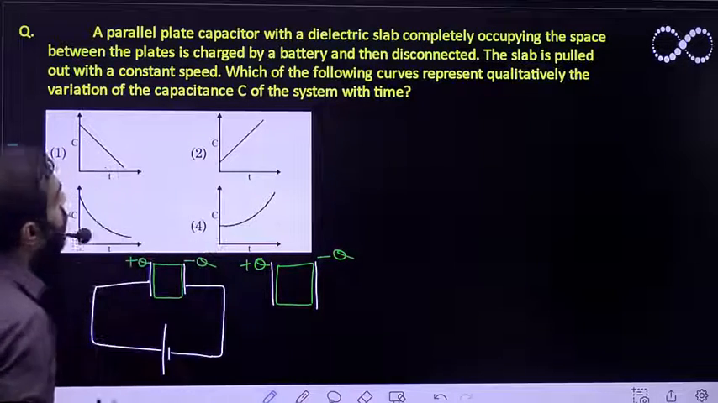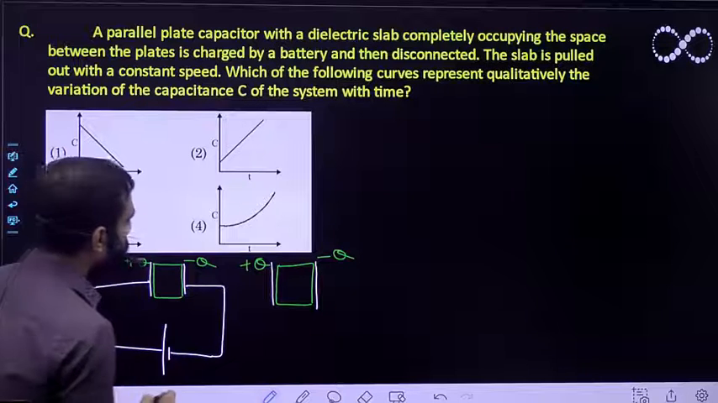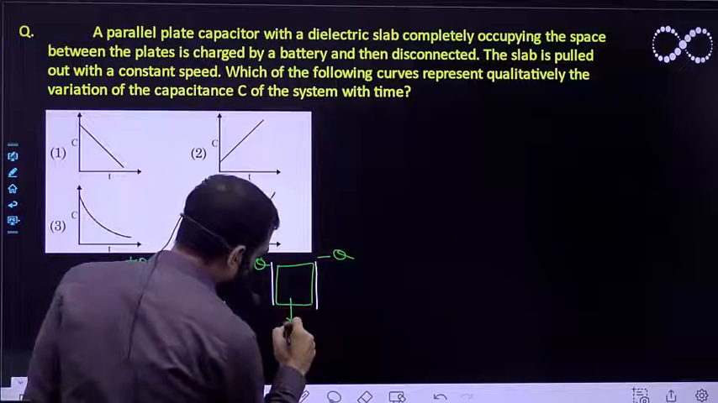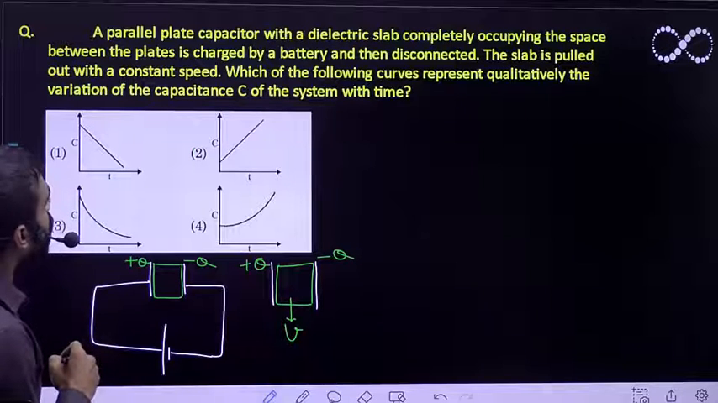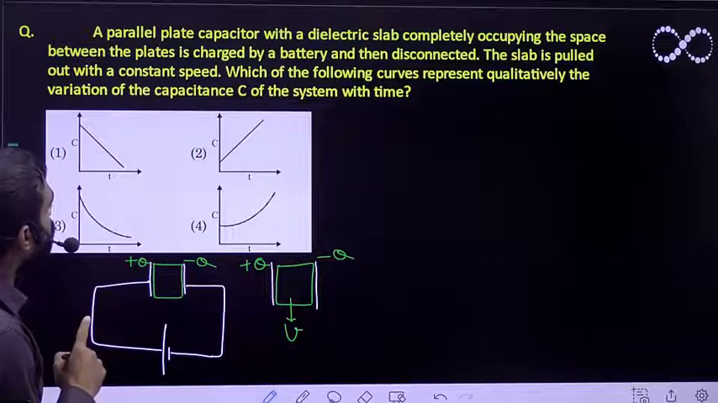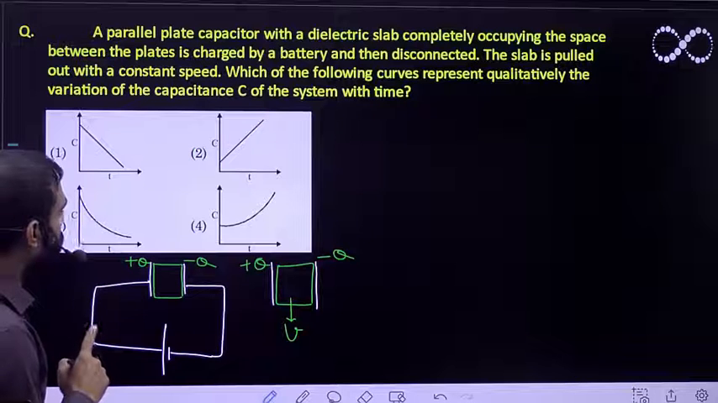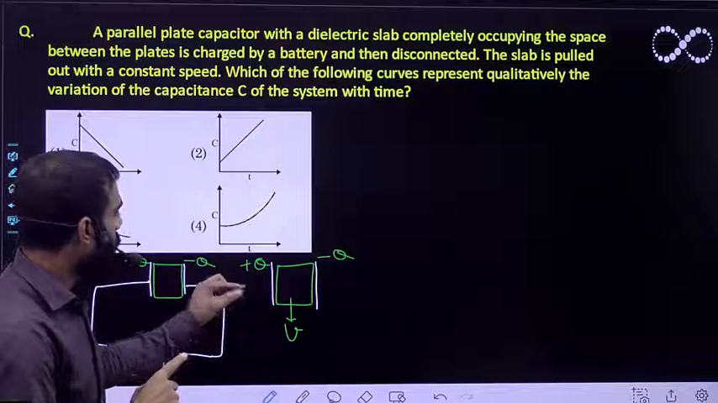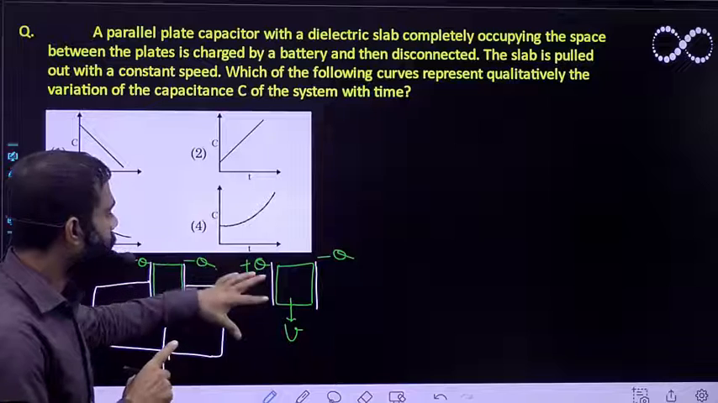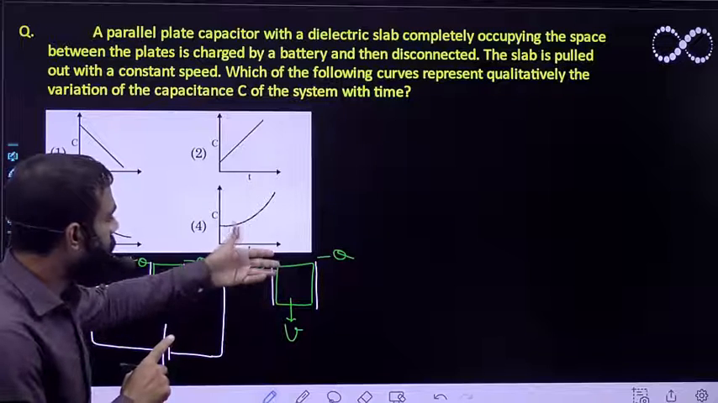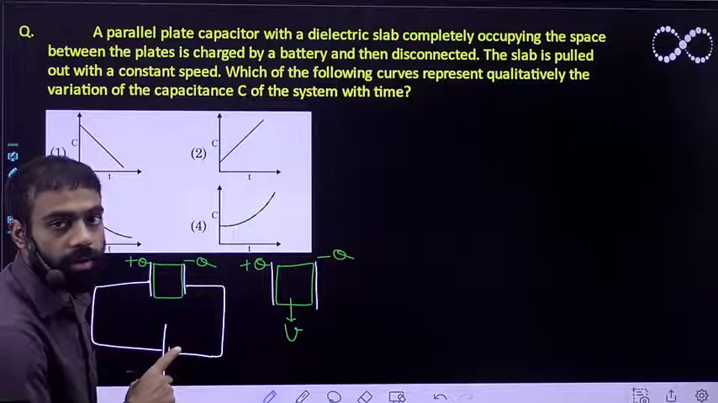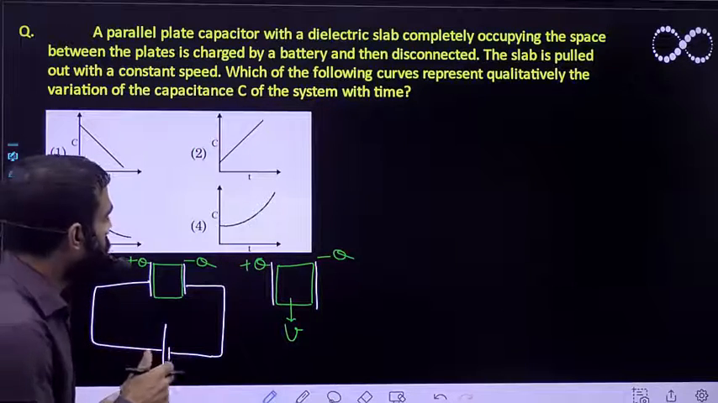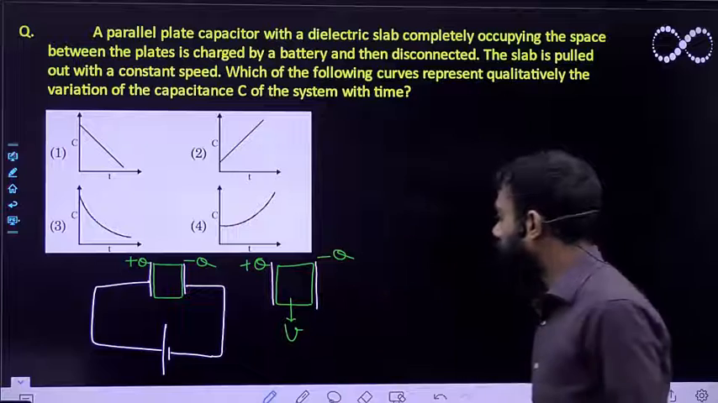And the slab is being pulled out with constant speed v. So suppose this is being pulled out with constant speed v here. Which of the following curves represent quantitatively the variation of capacitance C of the system with time? So I have to find the capacitance as a function of time. This charge is immaterial to find the capacitance because the capacitance only depends on the geometrical construction. So this charge is of no use.